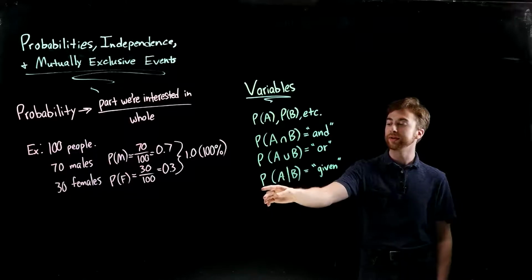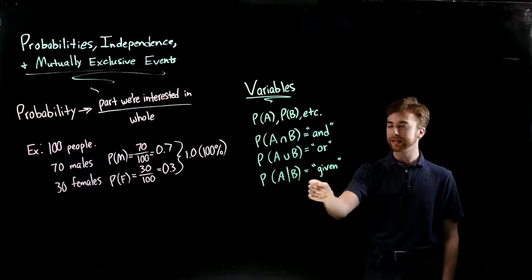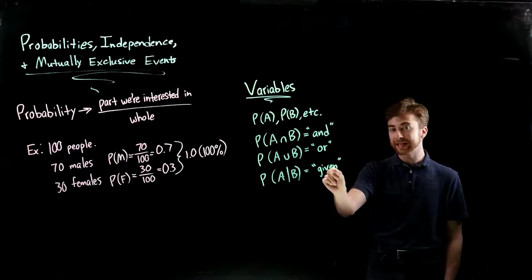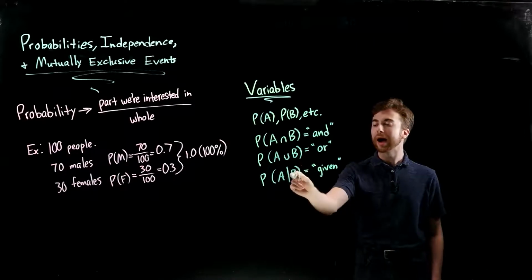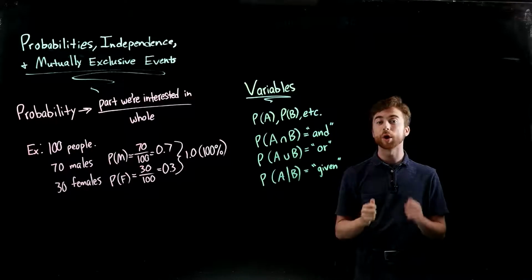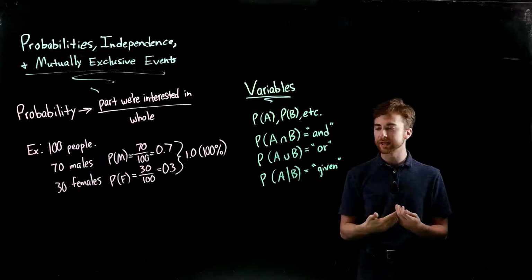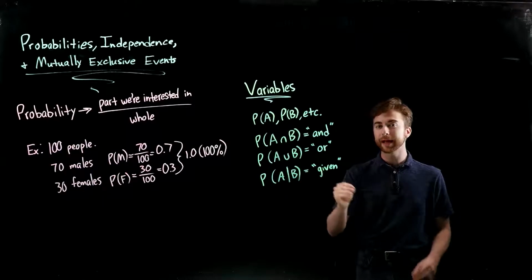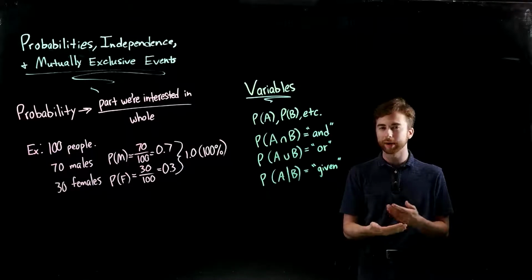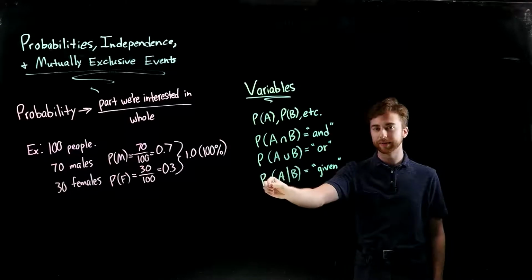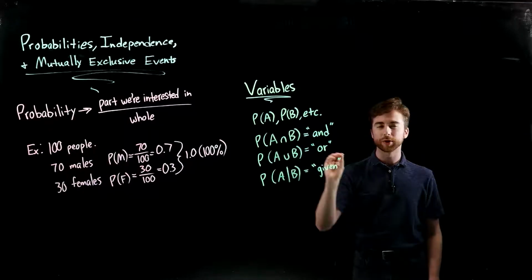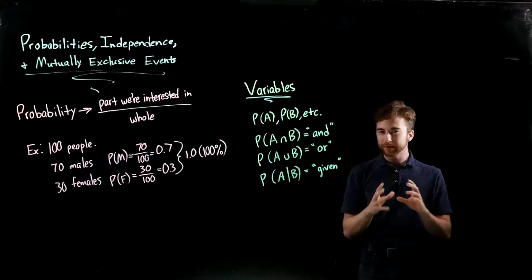And then we have probability of A given B right here. So this line right here represents "given." What that means is that we are locking in the fact that B has already occurred. And we're asking ourselves, okay, given that B is locked in and that it's definitely already happened, what is the probability of A?